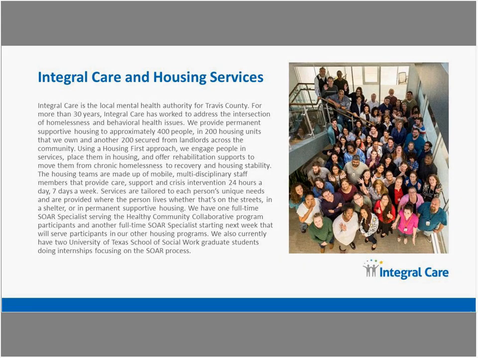First, I'm going to talk a little bit about my agency. It's Integral Care. We used to be Austin Travis County Integral Care. As I told Pam, we picked the word that was hardest to say in that title and made that the foremost word. We're the local mental health authority for Travis County. We provide permanent supported housing to approximately 400 people across our community. We use a housing-first approach and engage people in services, place them in housing, and then offer rehabilitation supports to move them from chronic homelessness to recovery and then housing stability.